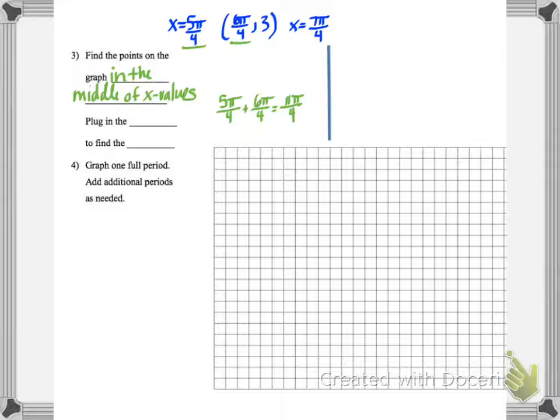One option for finding middles is averaging, adding them and dividing by 2. So adding these 2 up and dividing by 2, or timesing by 1/2, because that's equivalent. Now I'm going to get 11 pi over 8. That's the value that's in the middle of those 2 x values.